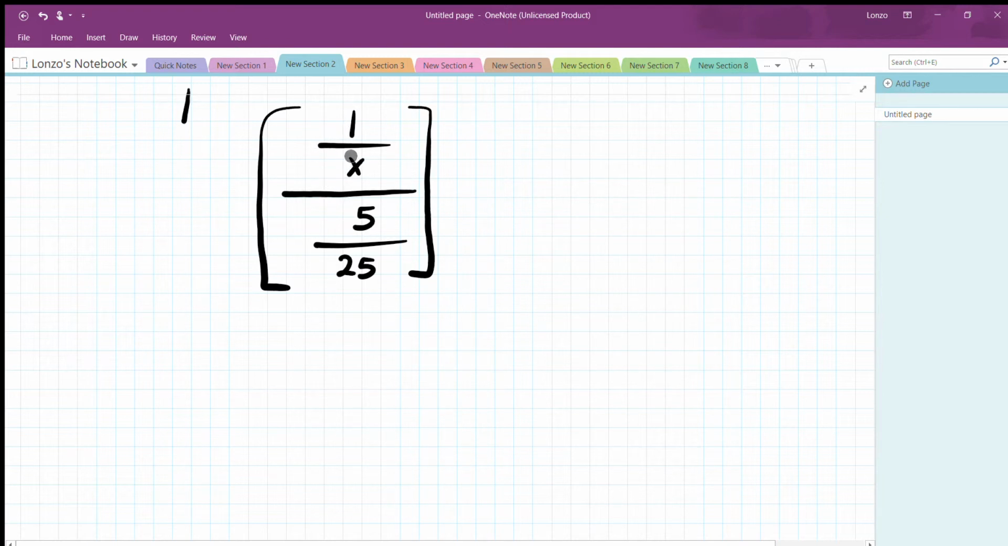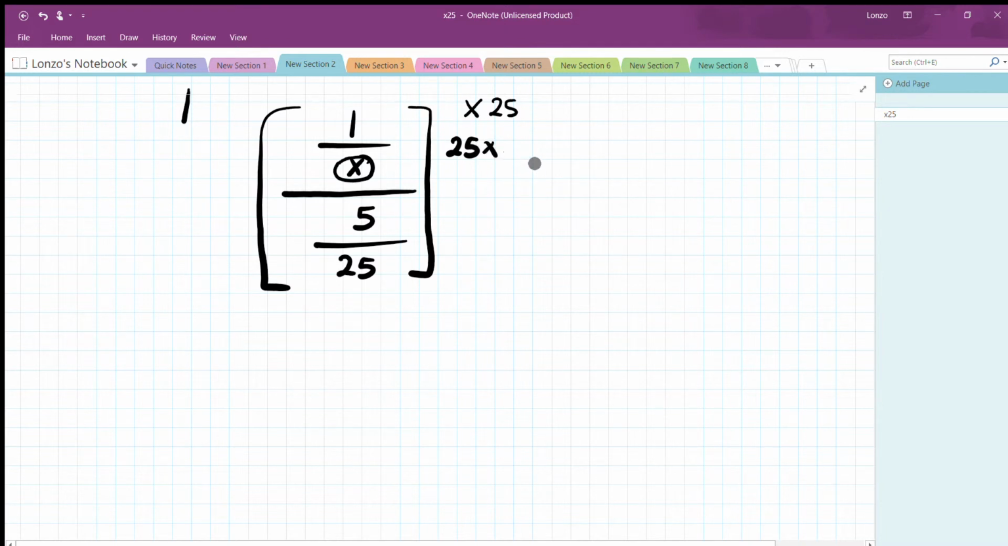Do you see my numerator, 1 over x? So my denominator is x. And then over the denominator we have 5 over 25. What is my denominator? 25. So what is my common denominator or my greatest number, GCF? You have an x and a 25, so my greatest common denominator is 25x. Now, this bracket means you're going to multiply top and bottom by 25x.